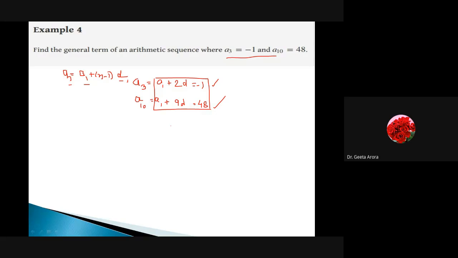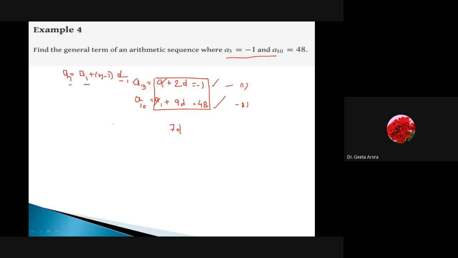So let me work on the screen to show you how you are getting D is equal to 7, so that all others can work with us. Here we have these two equations, and if I subtract the two, A1 will cancel out, and 9 minus 2, I will get 7D. Right? I'm just subtracting. This is our first equation, this is my second. So we are doing 2 minus 1.